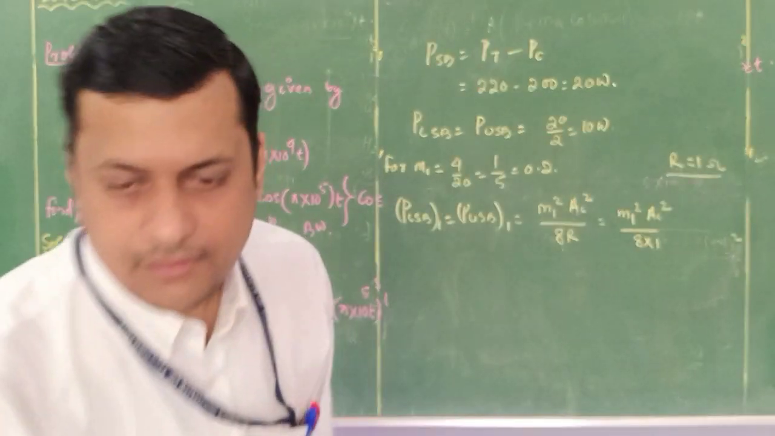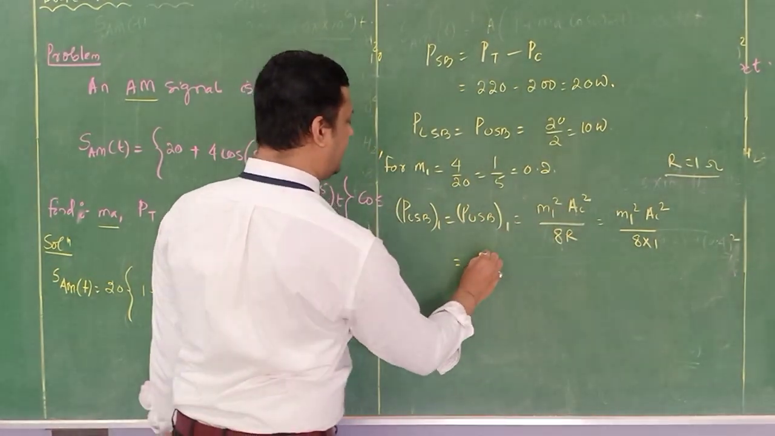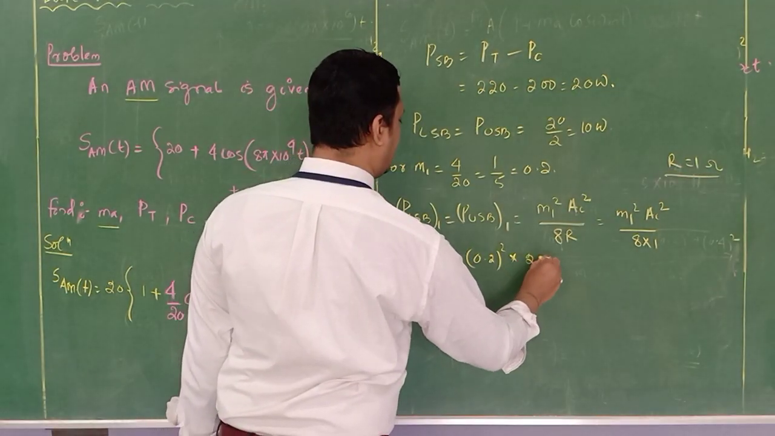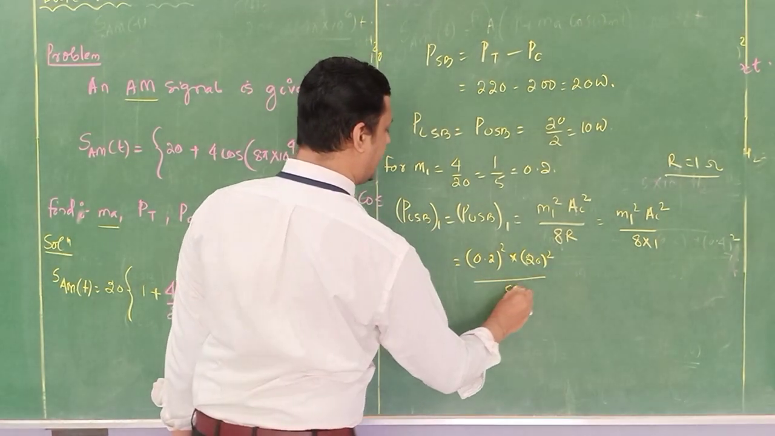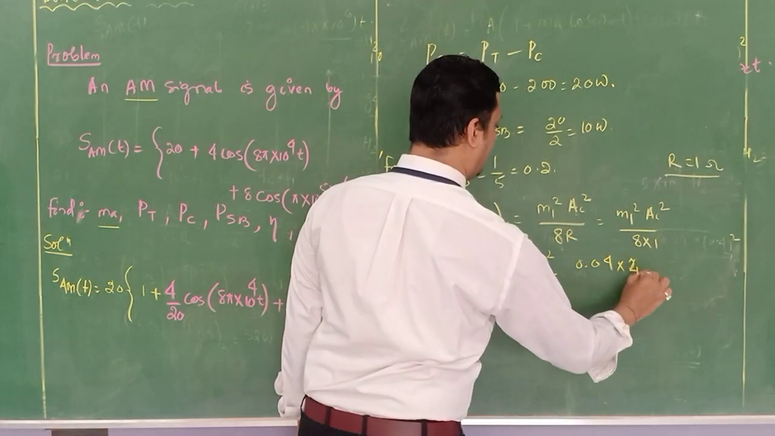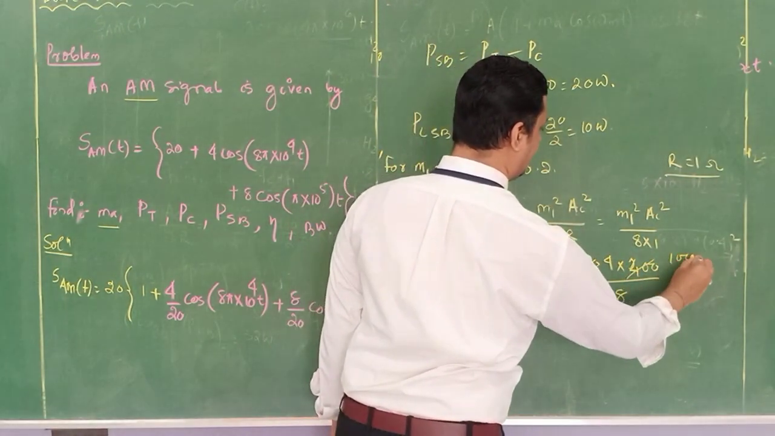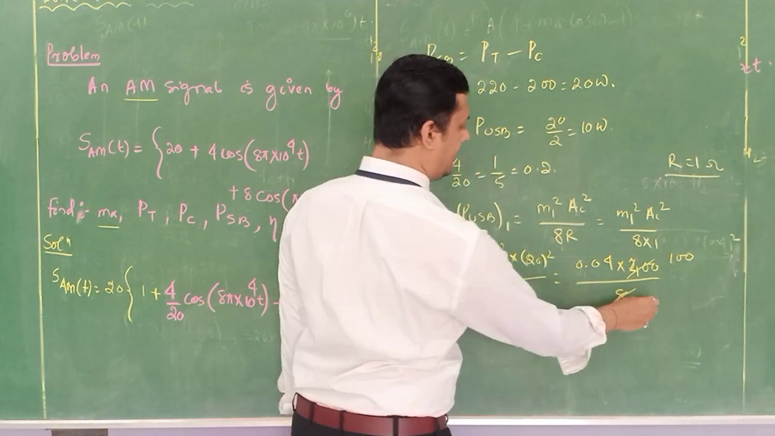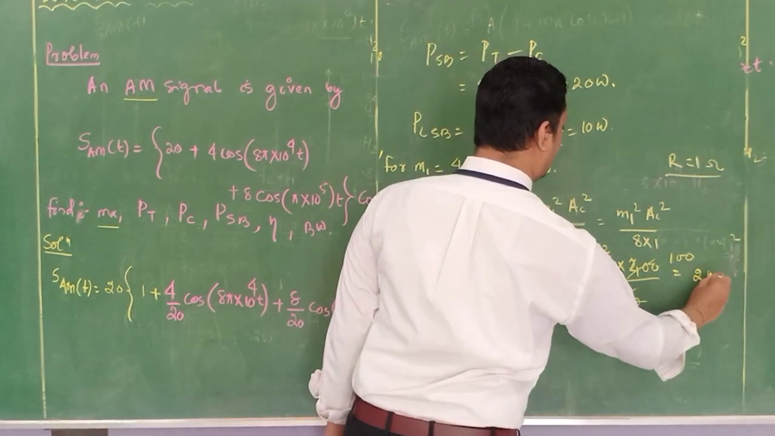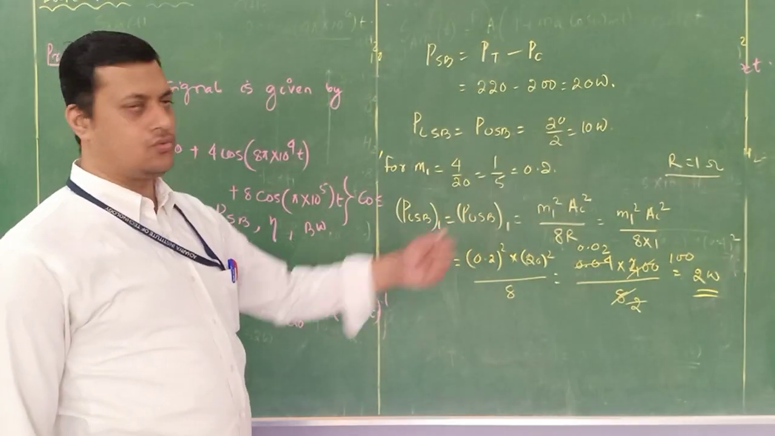Okay. Next, we have to substitute. M1 is 0.2 whole square, AC is 20 whole square divided by 8. So this will become 0.04. This will become 400 divided by 8. So this is 100, this is 2 watt. So LSB 1 and USB 1 is 2 watt.